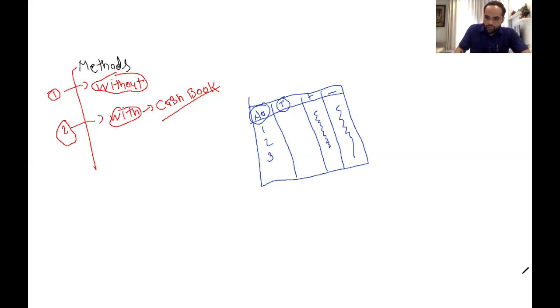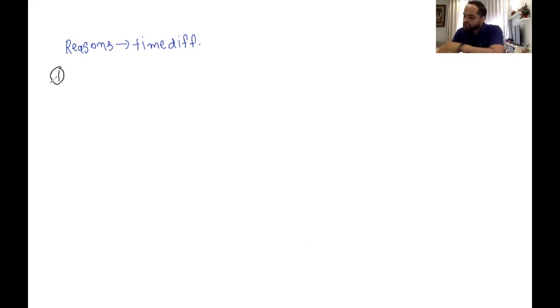So we will go step by step, right? So it's the same reason. Let me write down here. It's reasons. All right. So reasons mean mainly time difference. All right. Time difference. So the first was check issued but not presented for payments. Check issued but not presented. If check issued, not presented, all right?